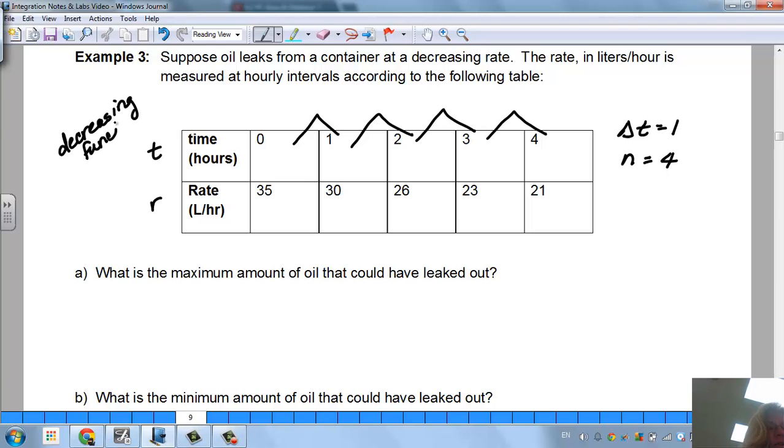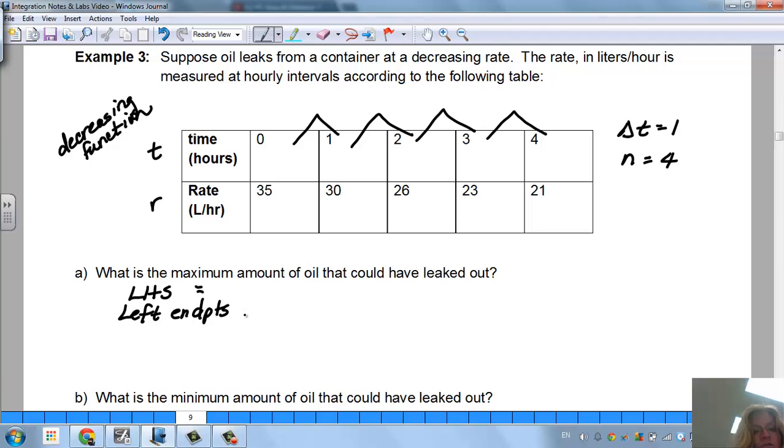So if you're looking for an upper estimate, that's the maximum amount, that is going to start on the left. It's going to have to be our left-hand sum, or left endpoints, if you will. Sorry, I can't spell. Left endpoints, because that is going to be the higher estimate.